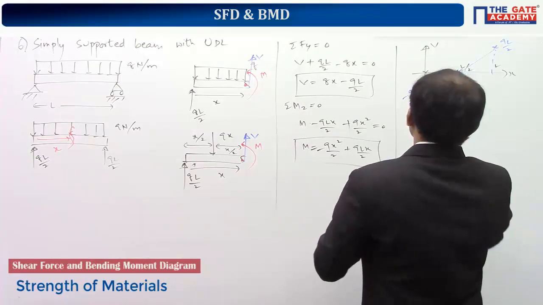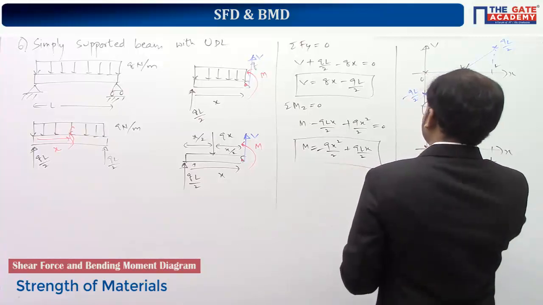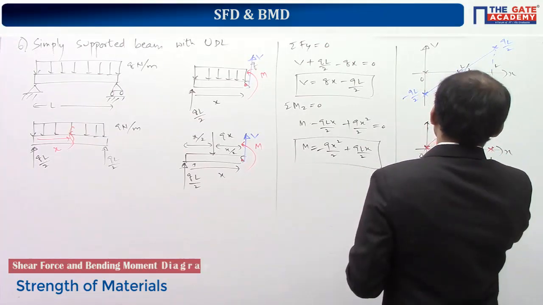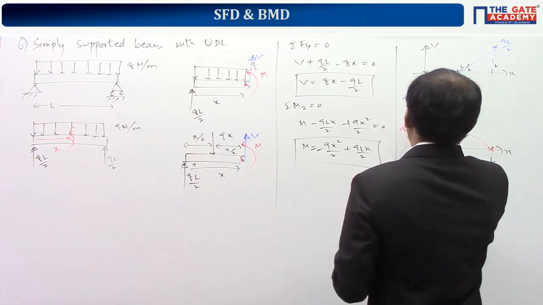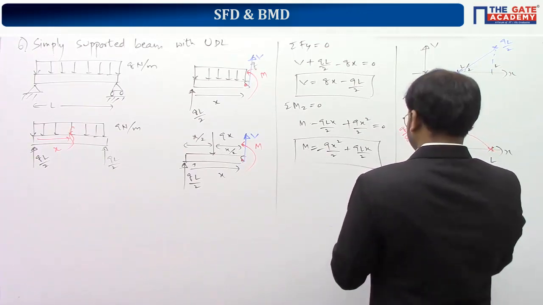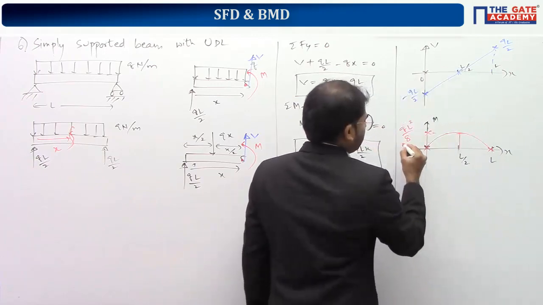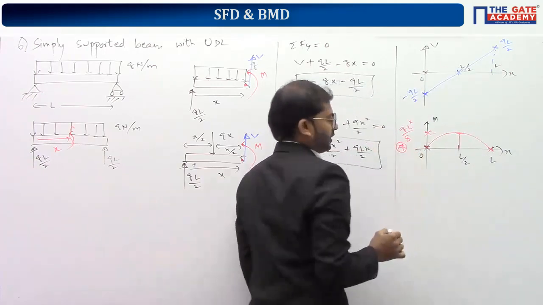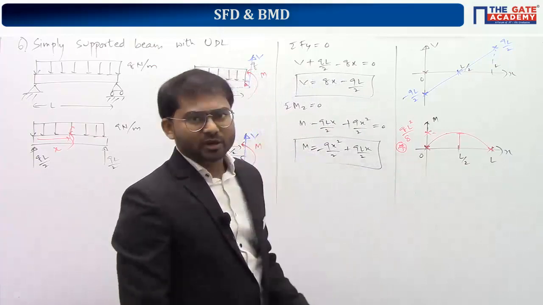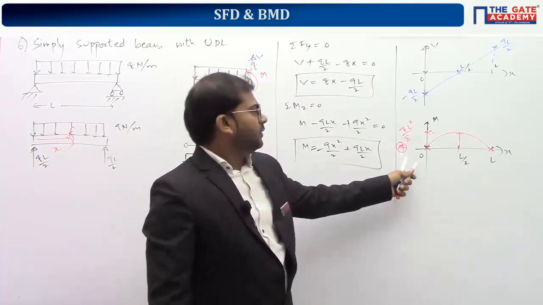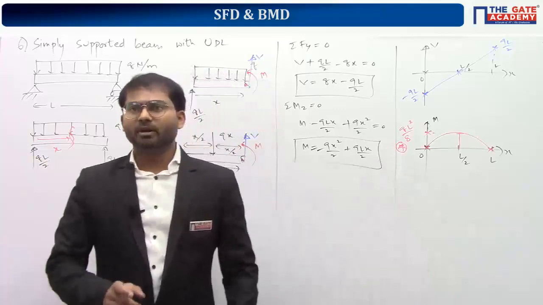And for bending moment, X is equal to 0, it is equal to 0. X is equal to L also 0. You'll get the maximum value at L by 2, and it is given by QL square by 8. And this is very, very, very important. Maximum value of bending moment, please remember.